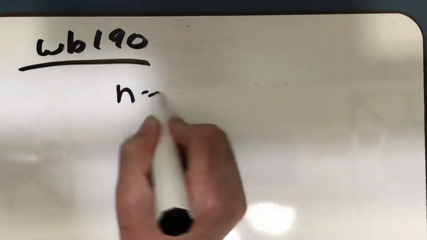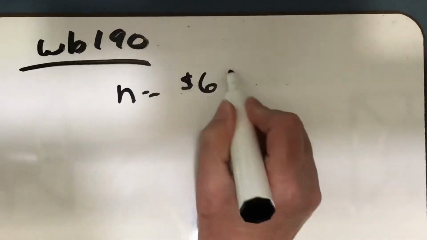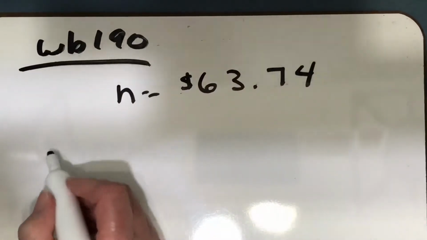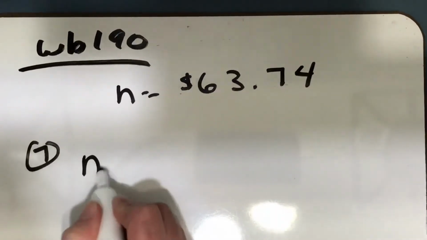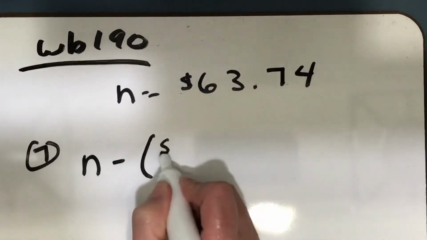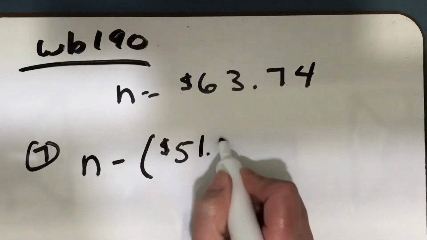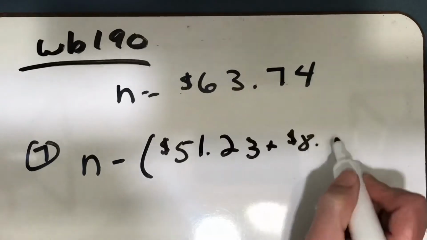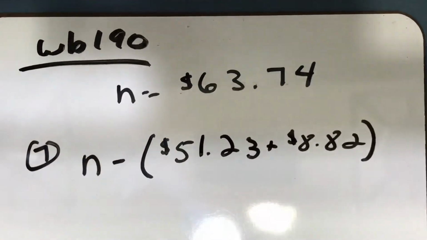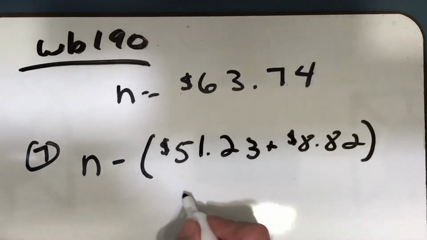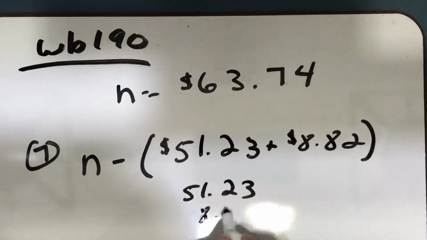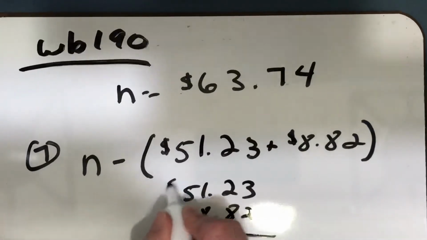Now if I look at numbers 7 and 8, it says determine the value when the value of N equals $63.74. So we know what N is. Okay, and then I'm going to do number 7. Number 7 says N minus, and in parentheses we have $51.23 plus $8.82. So we have to do what's in parentheses first. We have to add $51.23 plus $8.82. That's my first step.